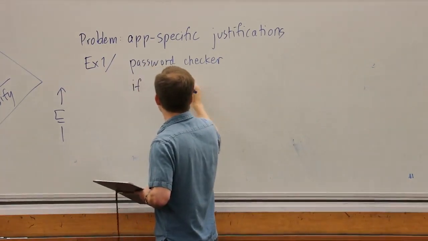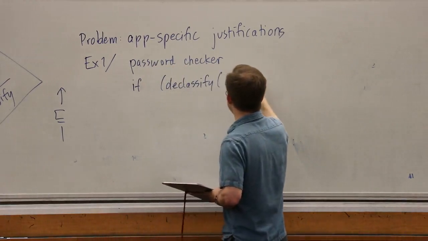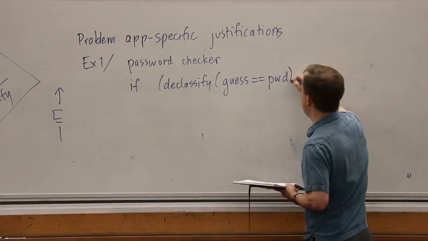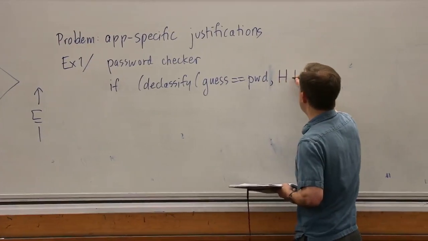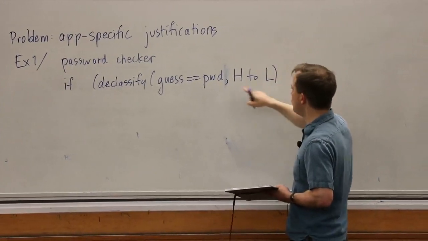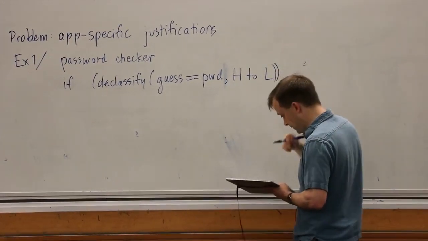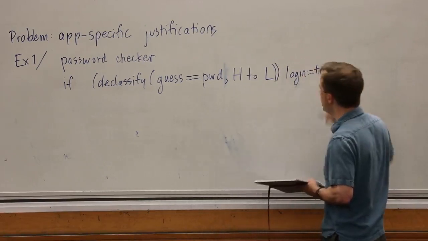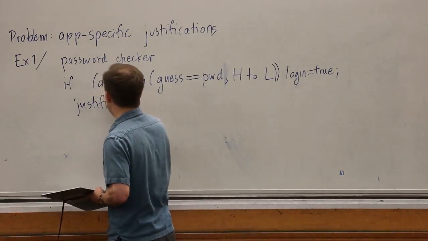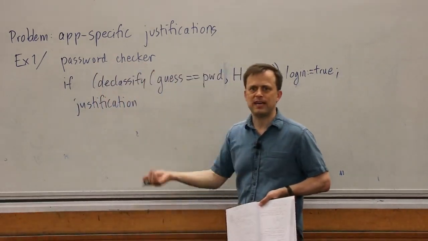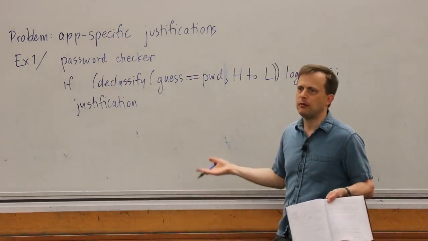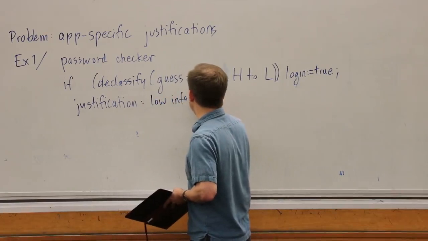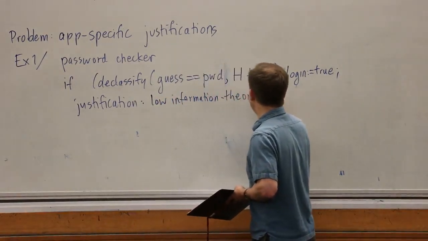So a password checker might look like this. When we declassify whether the guess is equal to the password, let's also specify in our declassify operator what the source and destination labels are. So we're going to take it from a high label to a low label. Then maybe we set some login flag to be true. And the justification is based on the idea that we know that the password is actually chosen from some large space, and hopefully with a probability distribution such that you really aren't learning very much. So from an information theoretic standpoint, the leakage is small.